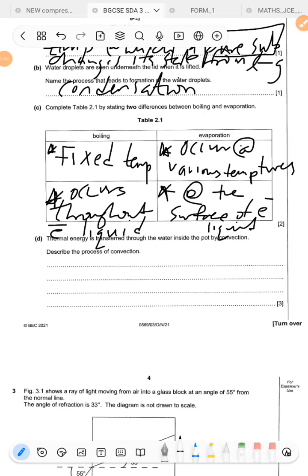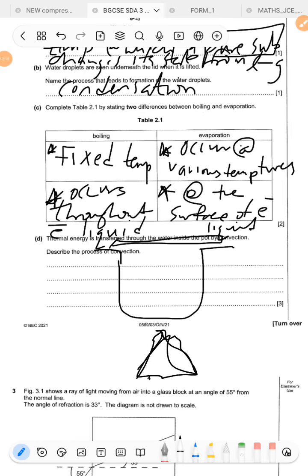Okay, and then this says thermal energy is transferred through the water inside the pot by convection. Describe the process of convection. What is convection? How does it occur? Let's start with the diagram. So when you have water, let's say this is the pot. We're making a diagram of that pot. So this is our pot. Now, what's going to be happening here is that you are heating here. This is the heat, H for heat. Then this is your water. I'm going to throw in a bunch of arrows in there to show the convection currents.